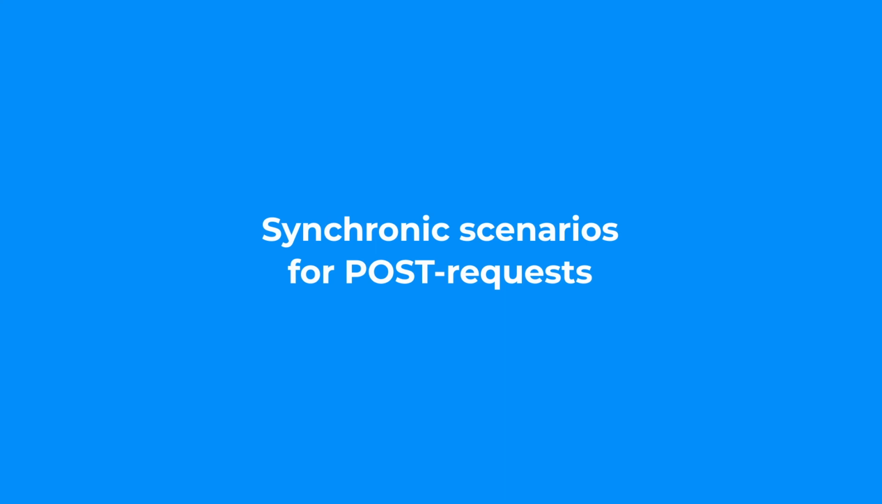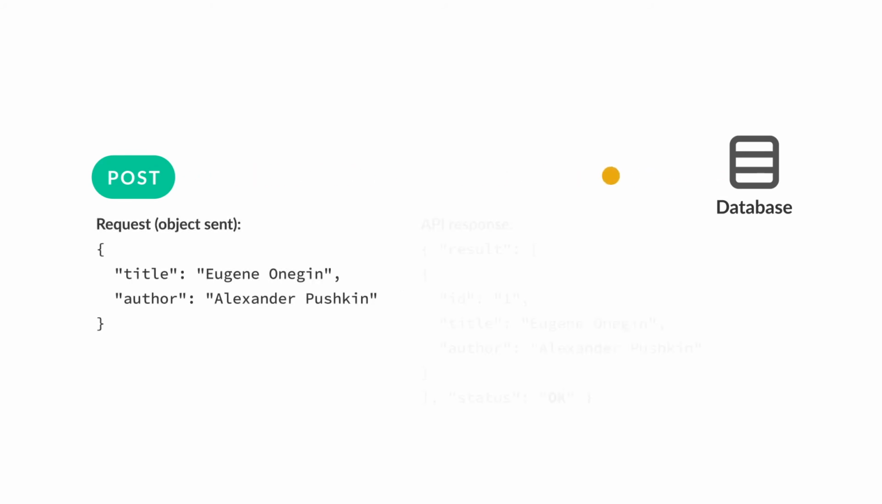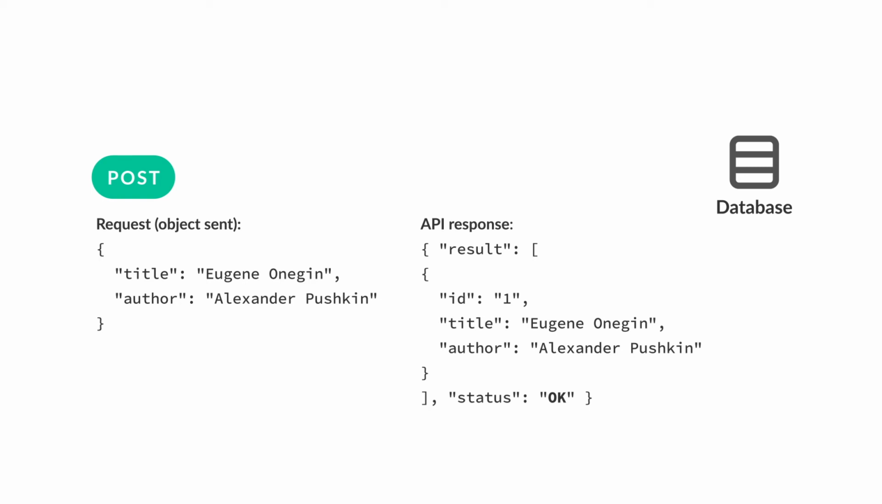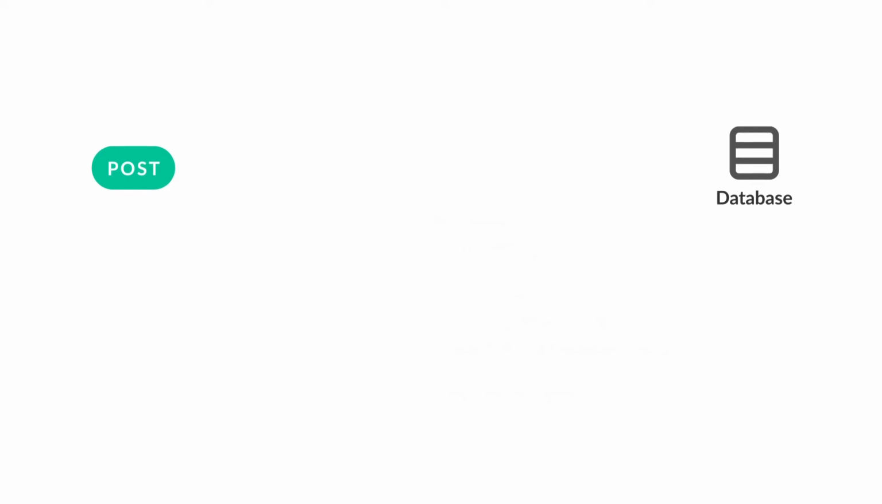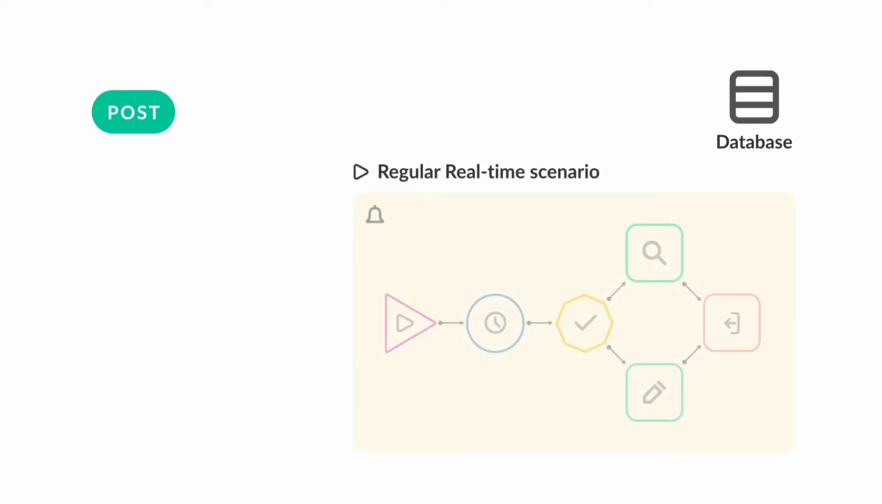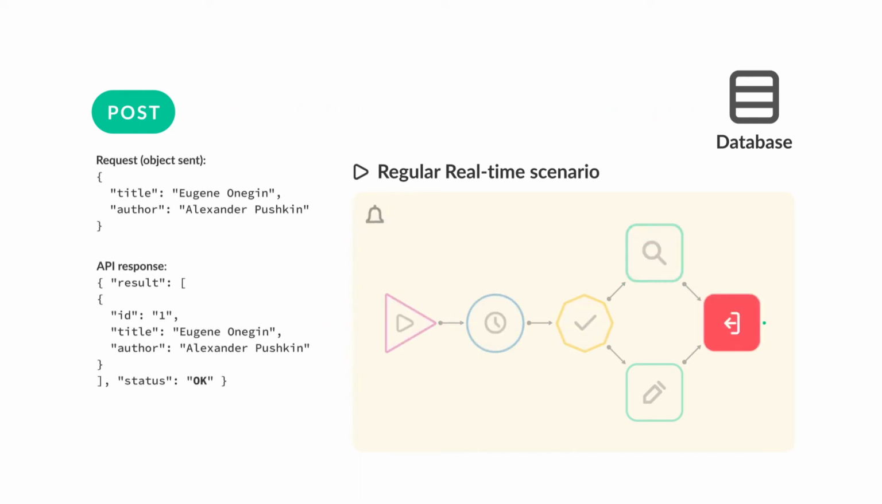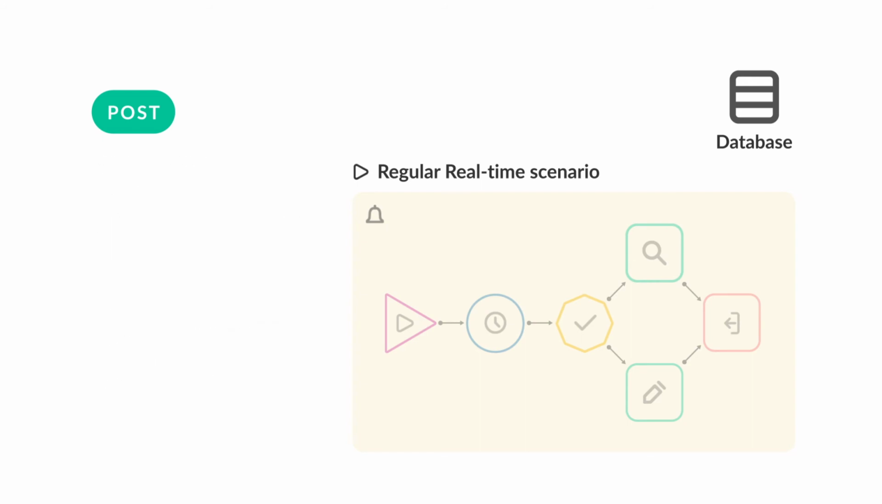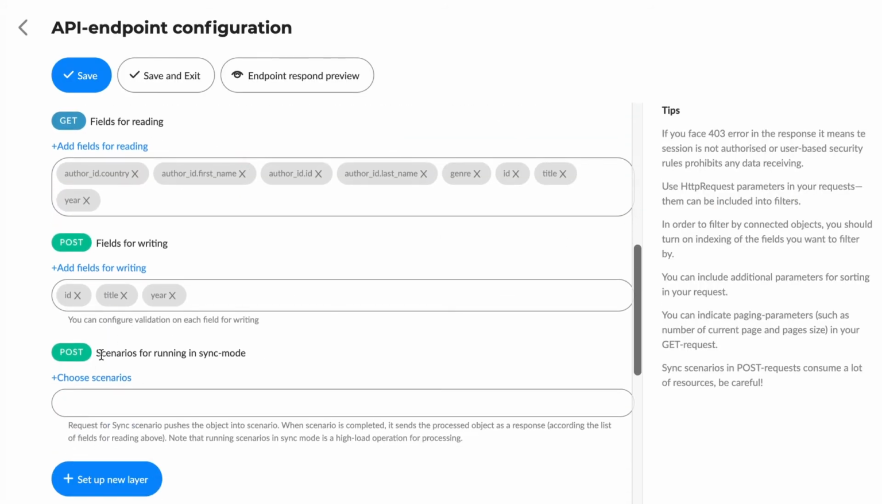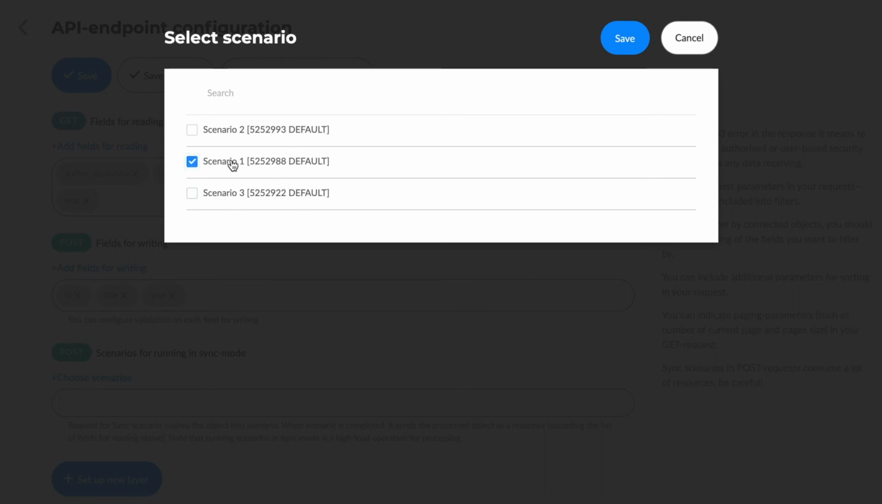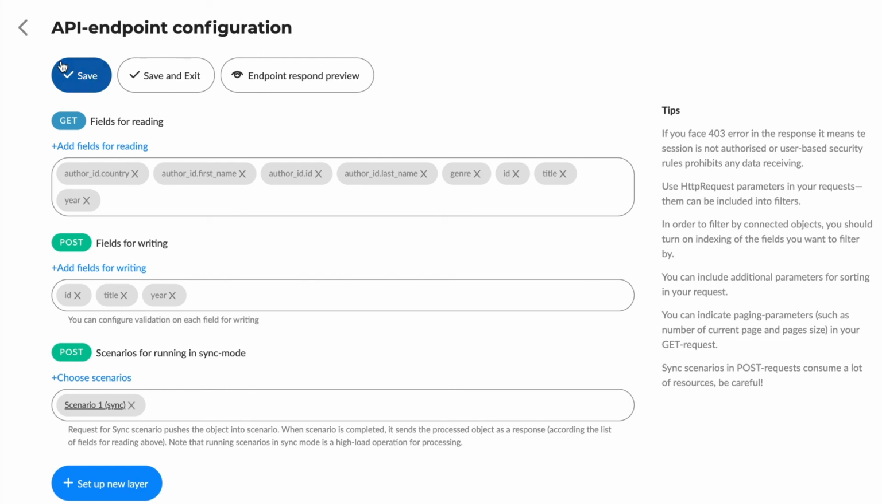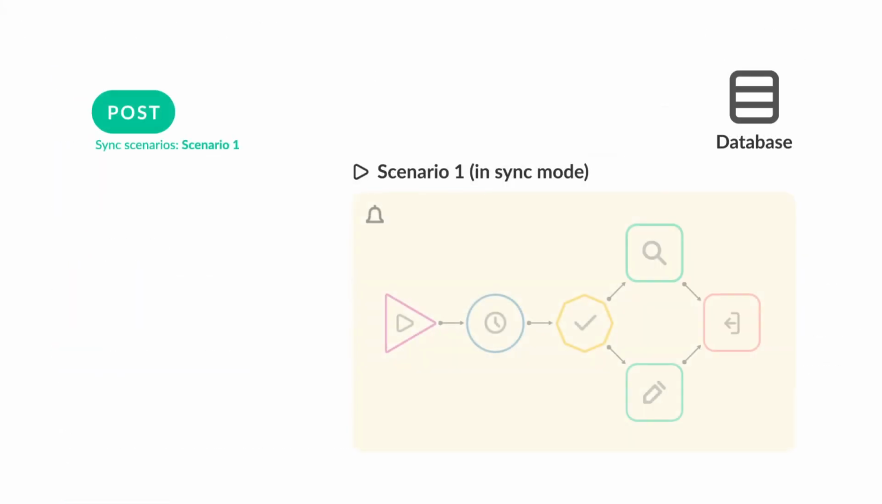Synchronic scenarios for POST requests. A regular POST request sends an object and in response receives the status and the object. If there are scenarios that process all new objects of a certain type, they will normally run independently after the request has been received. But there is another option. We can include a scenario, or a few of them, in the running synchronically list for our request. In this case, the response will be sent after the sync mode scenario has been completed.